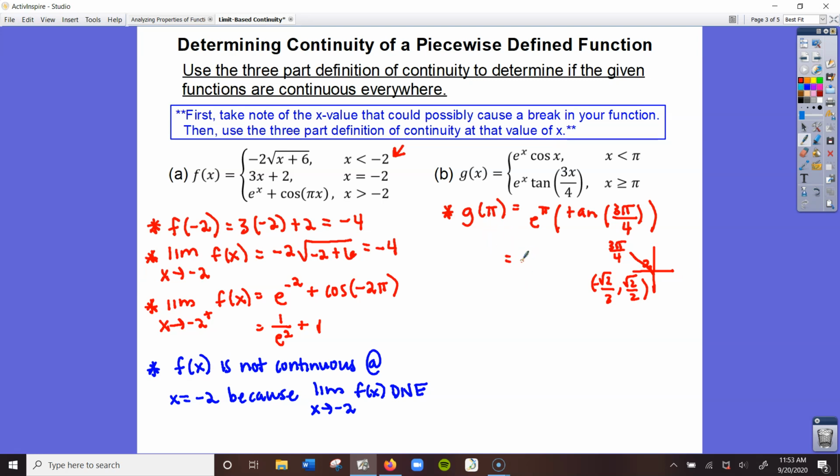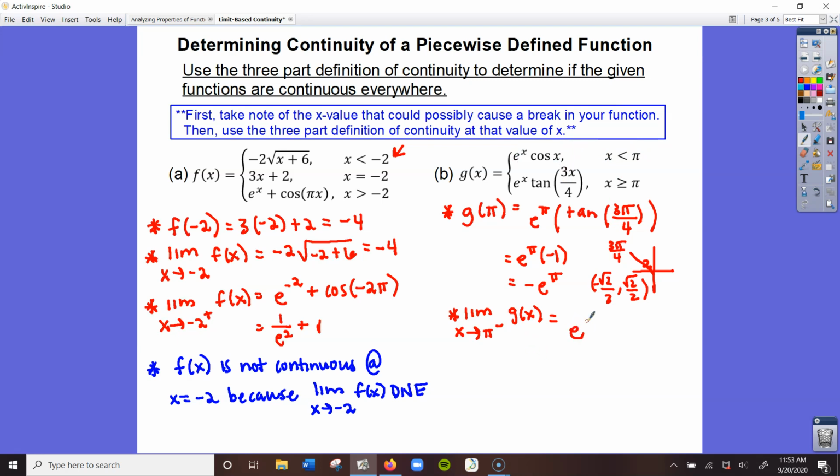Therefore, g of pi is e raised to the pi times negative 1, which is equal to negative e raised to the pi. So that's my defined value. Now I'm going to check for my limit values. So we're going to start with the limit as x is approaching pi from the left of g of x. Now from the left, we see from the inequalities that x is less than pi using this first equation. So that's where I'm going to plug it in.